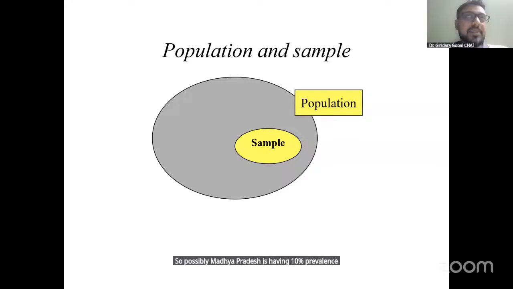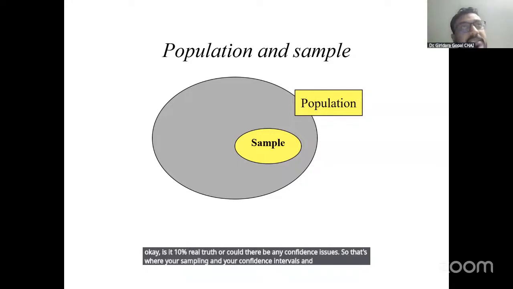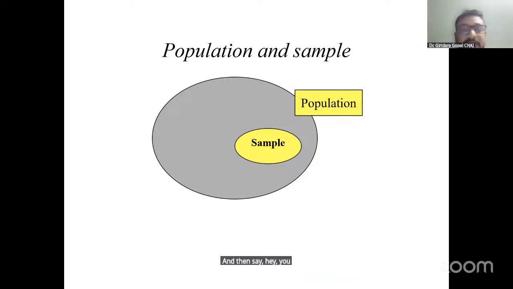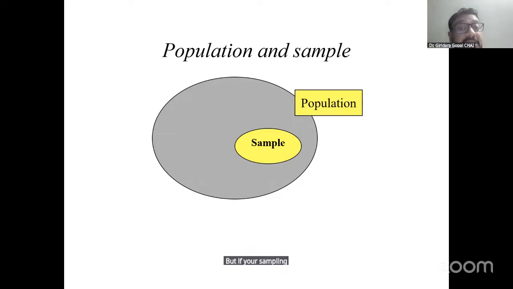Then the question comes, is 10% the real truth, or could there be any confidence issues? That's where your sampling and your confidence intervals come in, because if you do a convenience sample, it is not representative, right? You can just go to any house and pick it up and then say, you know what, I interviewed 2,000, 3,000 people and my result is saying 10%. That is very weak.